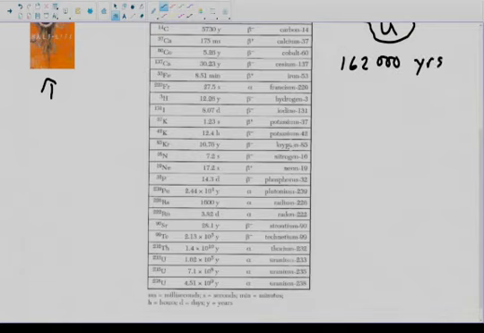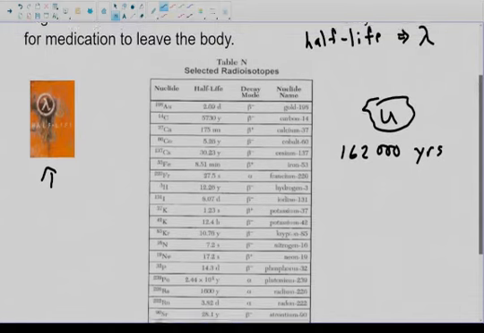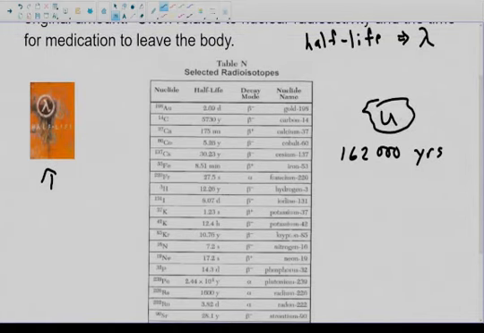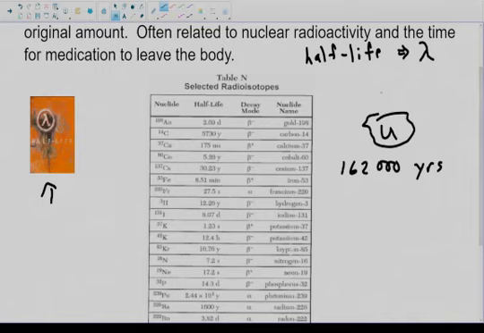Okay, so it takes 162,000 years for uranium to hit its first half-life. Well, what does its first half-life do? Well, if you had 500 grams of uranium, after 162,000 years, you'd only have 250 grams of uranium. And then after another 162,000 years, you'd only have 125 grams of uranium. So half-life is telling you how fast it takes for half of the material to disappear.